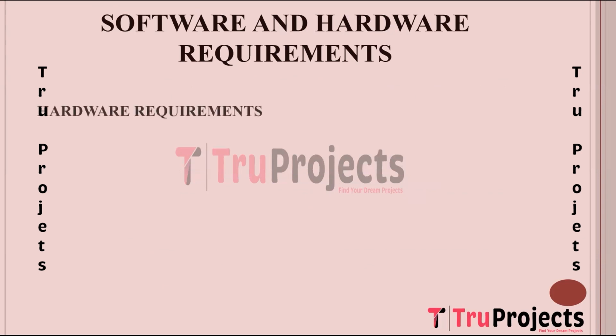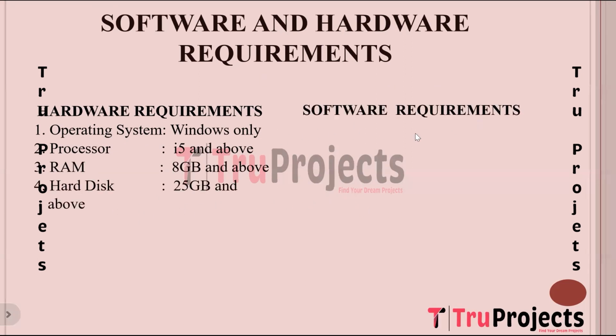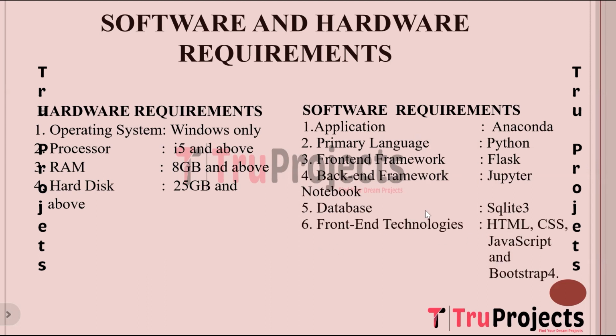Software and hardware requirements. Hardware requirements of the project are: operating system of Windows, processor of Core i3 and above, RAM of 8GB and above, hard disk of 25GB and above. Software requirements of the project are: application is Anaconda, primary language is Python, front-end framework is Flask, back-end framework is Jupyter Notebook, database is SQLite 3, and front-end technologies used in the project are HTML, CSS, JavaScript and Bootstrap 4.